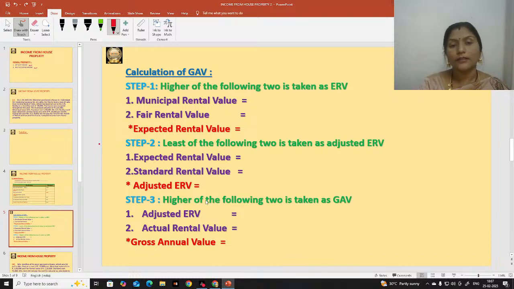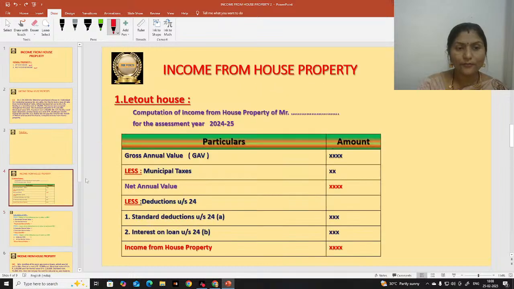Okay. So these are actually different steps that we are going to follow for calculation of gross annual value. Whatever gross annual value we get at the last, we take that value in the format at the first place. So let us go to our format, and here we will put the amount we get in the calculation for GAV, and after that we deduct municipal taxes.